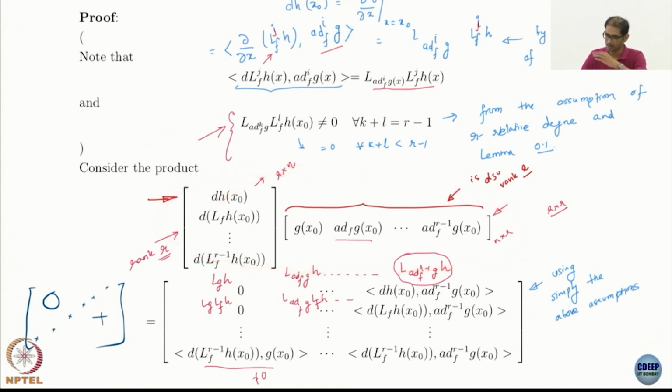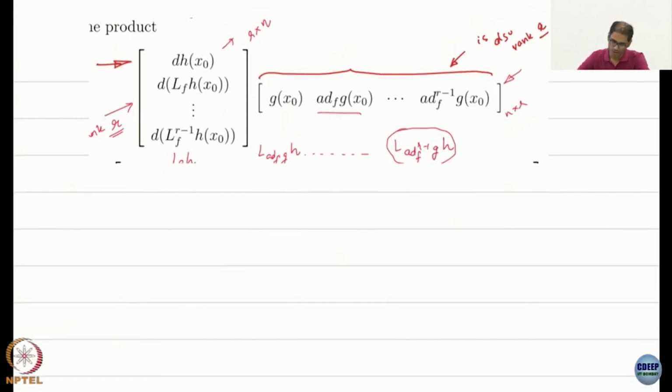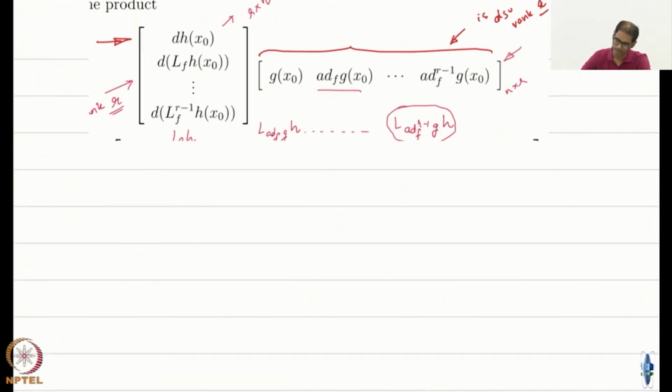Now if you look at the terms in this product, one factor is R by N, the other is N by R, so the product is an R by R matrix. That's obvious. Now we want to look at the rank of this product, so obviously I have to multiply things out and see what happens. It's chosen in a very smart way so that it turns out to have a nice structure.